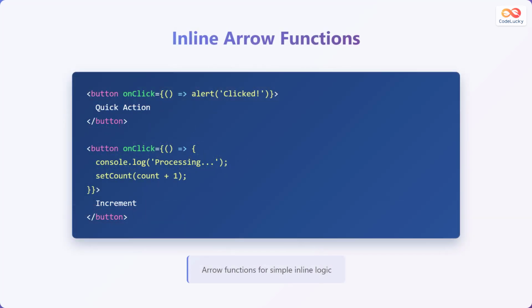For simple, concise actions, you can use inline arrow functions directly within the onClick prop. This eliminates the need to define a separate function. In the first example, clicking the button will trigger an alert with the message "clicked". In the second example, clicking the button will log "processing" to the console and increment the count state variable. This is a convenient way to handle simple event logic directly within the component's JSX.